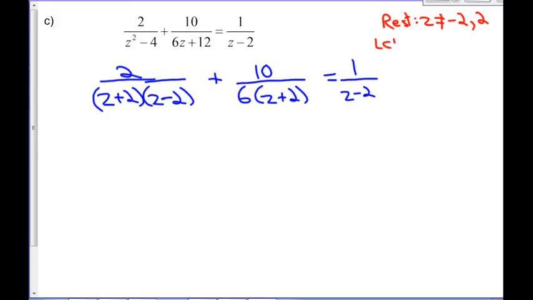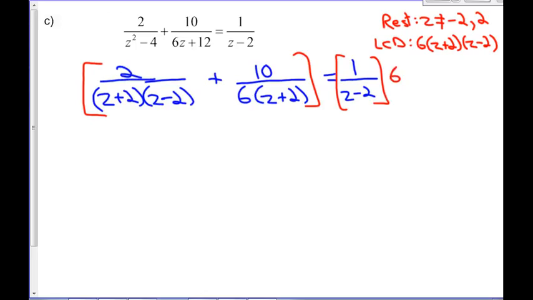The LCD, we've got a 6 as our biggest number. We've got a z plus 2. And we've got a z minus 2. So now we're going to multiply both sides of the equation by that LCD. So we do it to the whole side. 6, z plus 2, z minus 2 to one side, and 6 by z plus 2, z minus 2, running out of space, on this side.